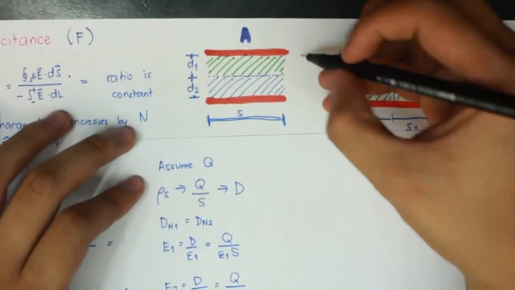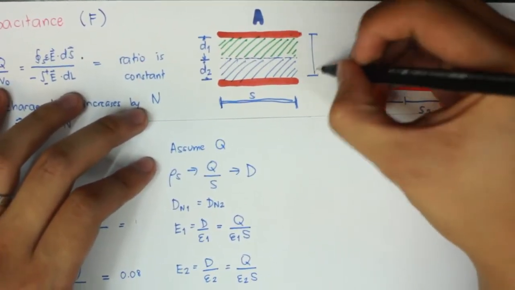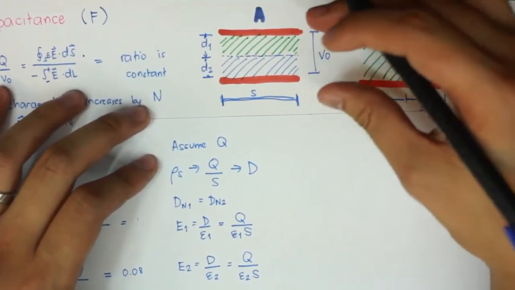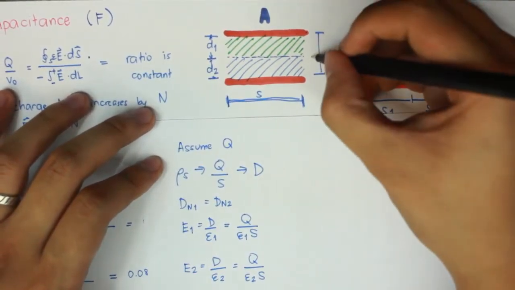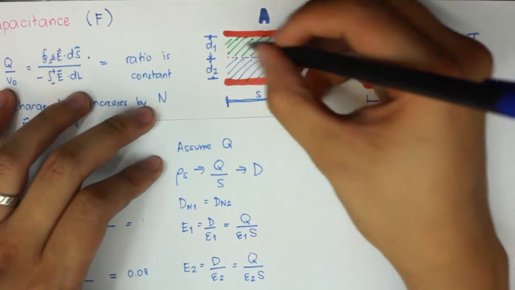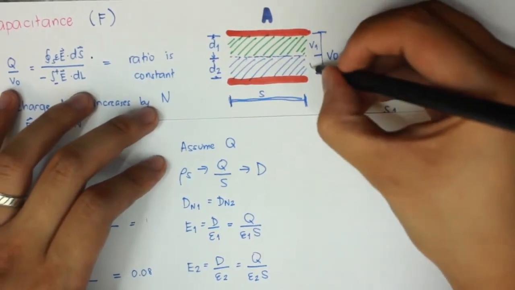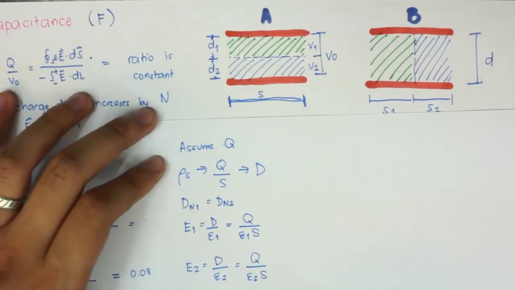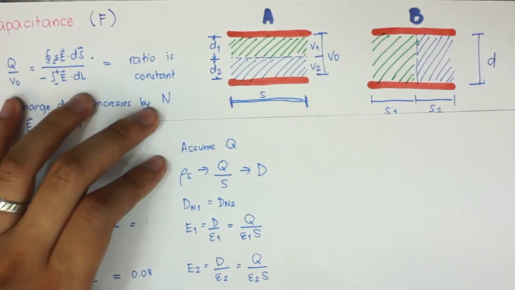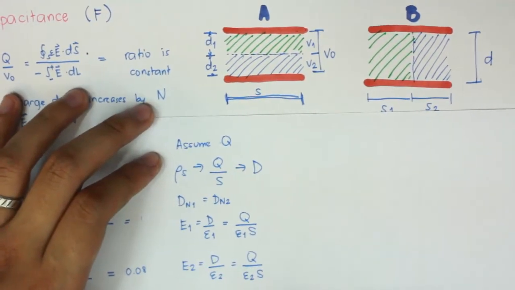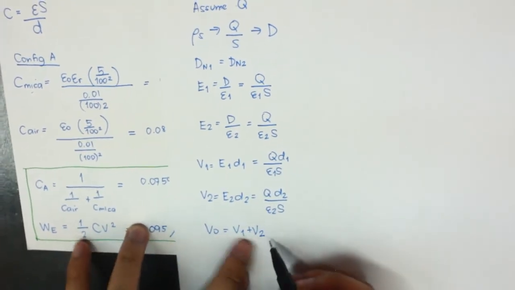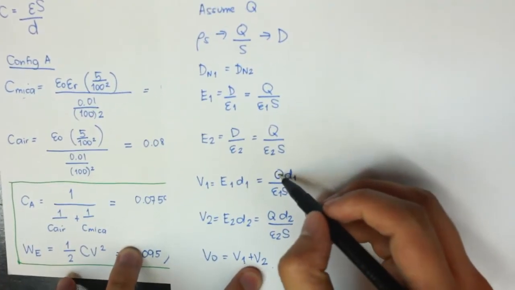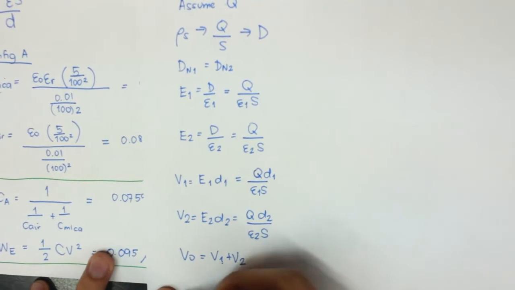Then sa ganitong configuration, ina-assume natin na merong potential difference between two conducting plates na V0. Therefore, we can conclude na itong nasa isa ay V1, ito ay V2. That is V0 equals V1 plus V2. So, given na tayo ng V1 plus V2, then may mga charge na ring component doon.